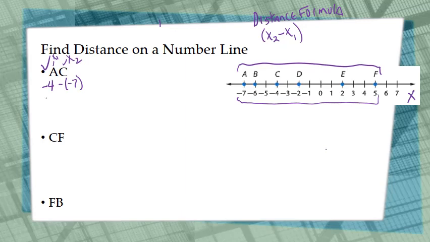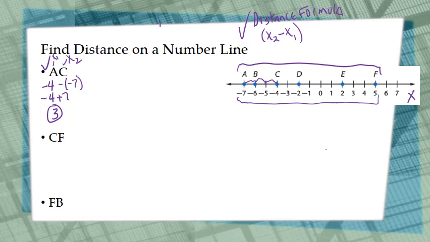Well, that's going to become a plus. So I got -4 plus 7. And of course, -4 plus 7 is going to give me a value of 3. And if I just wanted to verify that, I could go over here and go, there's 1, 2, 3, going left to right. The distance between A and C is in fact 3. But rather than having to count that every time, I can just apply my distance formula.